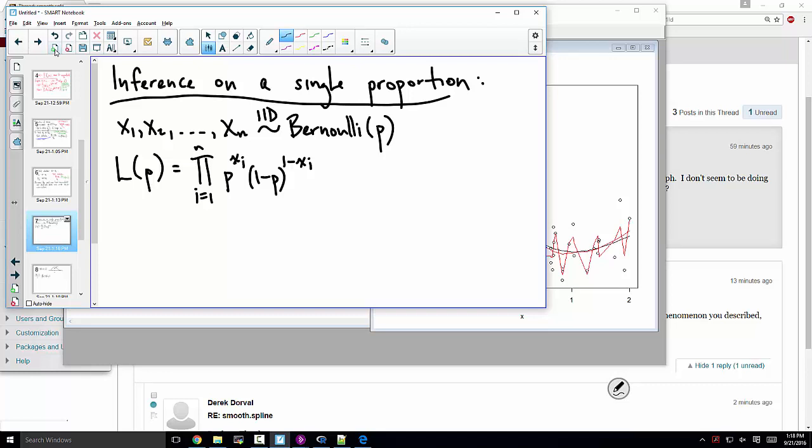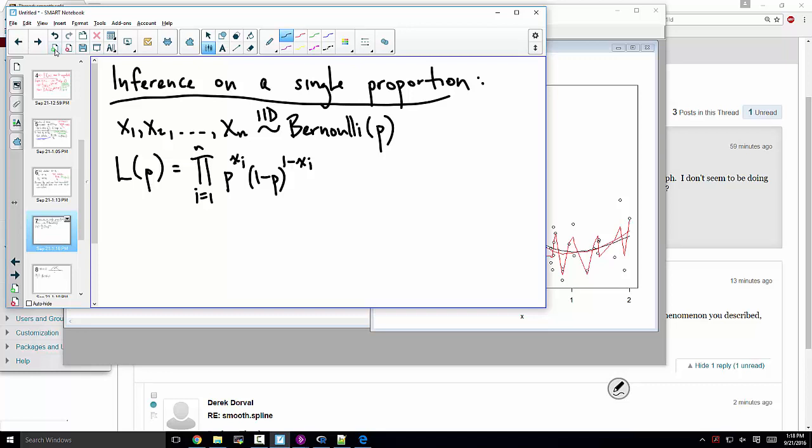If x is 1, then the contribution to the likelihood for that individual is p to the 1 times 1 minus p to the 0, or just p. That just means the probability of a success each time is p. For all the individuals for which x is 0, you have p to the 0 times 1 minus p to the 1. So it's 1 minus p. This is the Bernoulli probability distribution.